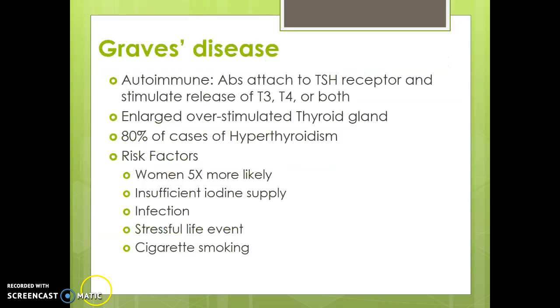Just be aware, Graves' disease is caused by an autoimmune disease that causes antibodies to attach to the TSH receptor on the thyroid, and it stimulates release of T3, T4, or both. So it is an autoimmune disease that creates hyperthyroidism in a person. Basically they have an overstimulated thyroid gland. And this accounts for 80% of the hyperthyroidism cases that you will see. So the majority are due to Graves' disease.